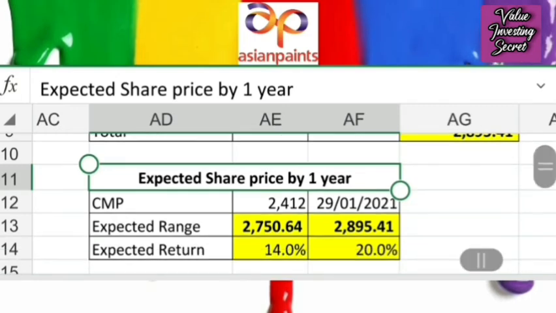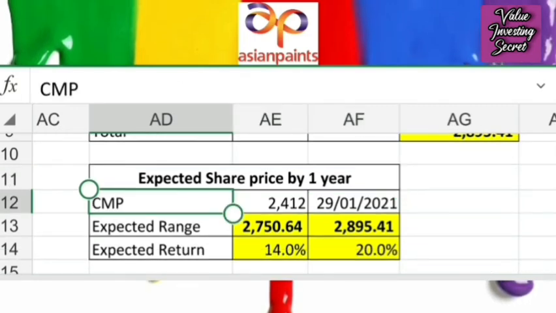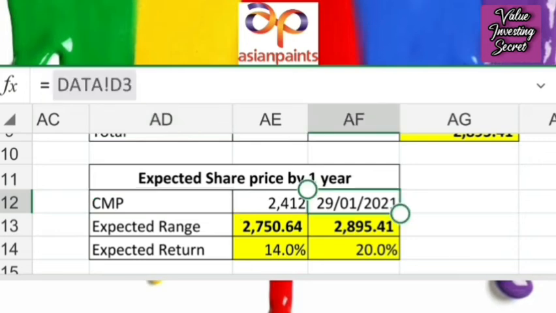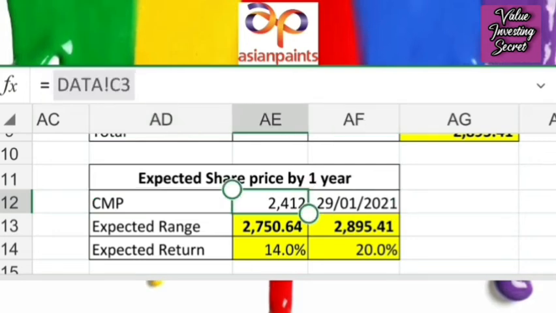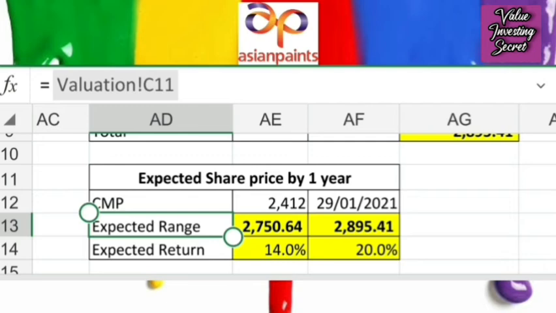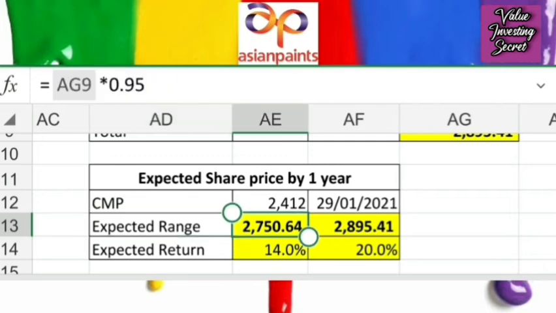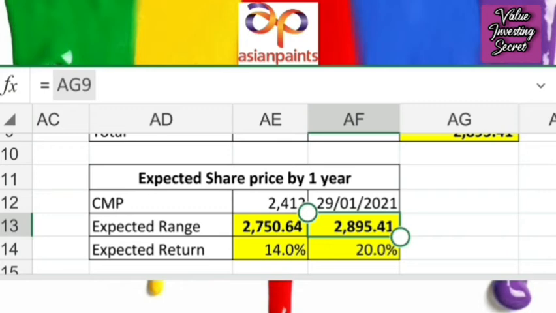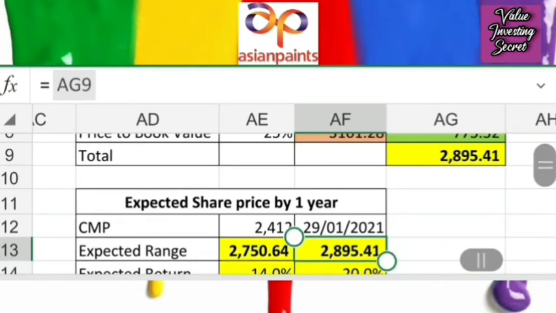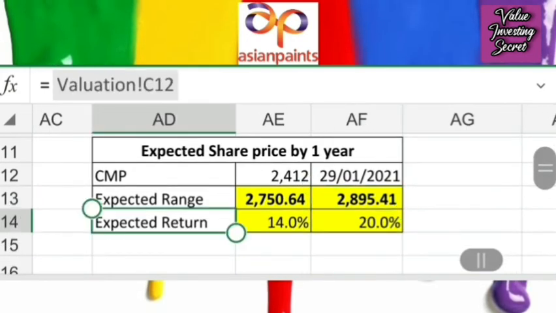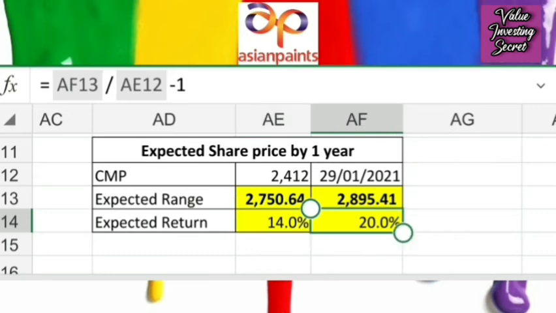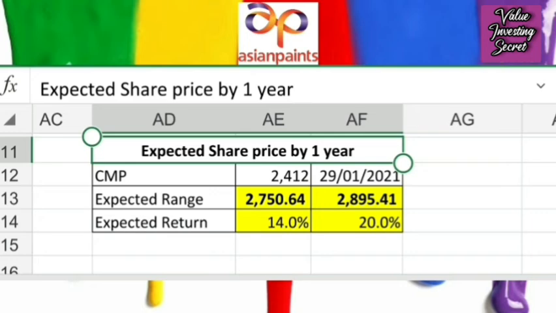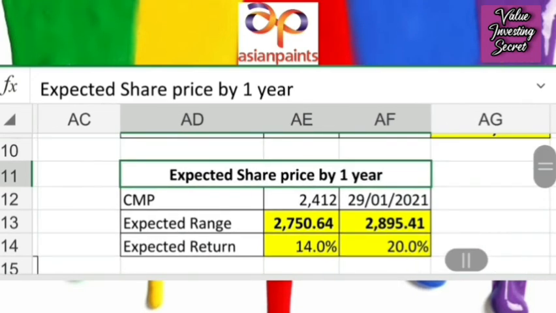Now the current market price is 2,412 rupees as on 29 Jan 21. So my expected range, even if I consider 5% down from the actual calculated value, is 2,750 to 2,895 rupees. That is, my expected return is 14% to 20% even if I invest in this company. It's a very good return for 1 year. Friends, 14 to 15% is a very good return.